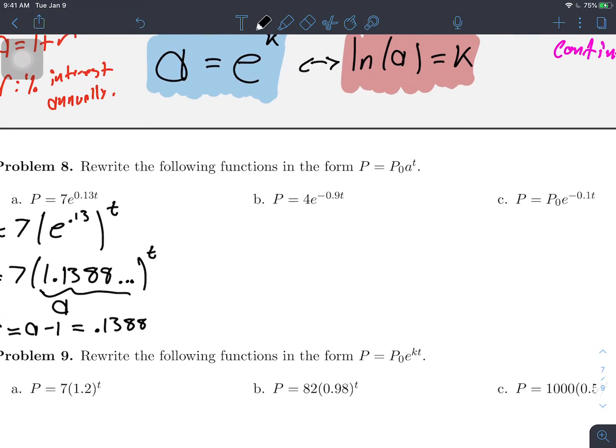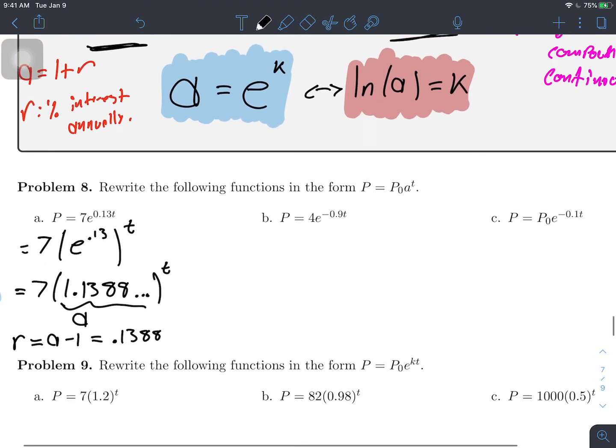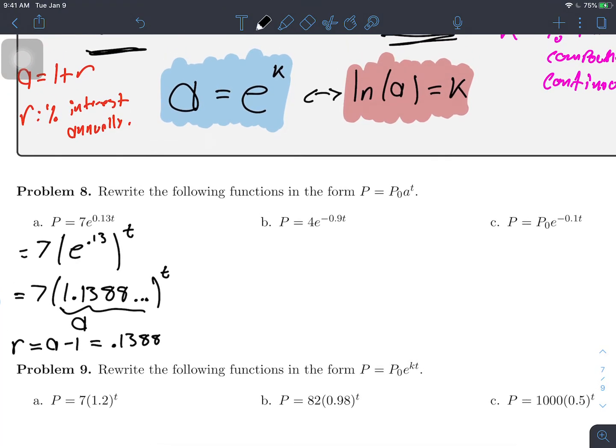I want to rewrite 4e to the negative 0.9t as 4 times a to the power t. So I'll start by keeping my 4, and then I'm going to write e to the negative 0.9 to the power t. Now I know that the inside of this parentheses is going to represent a, so I'm just going to plug it into my calculator, and I get something like 4 times 0.40656... to the power t.